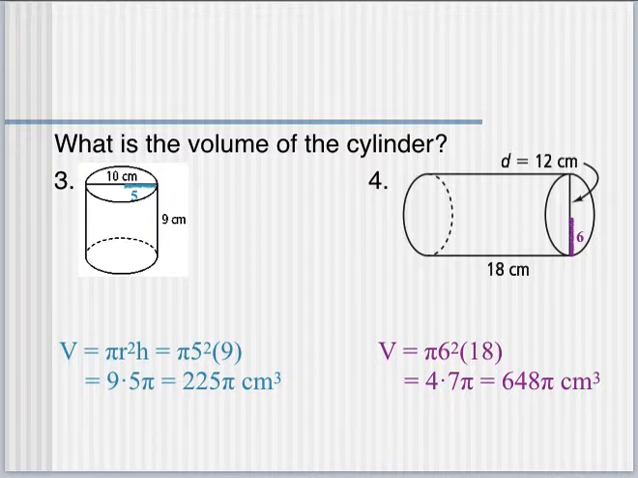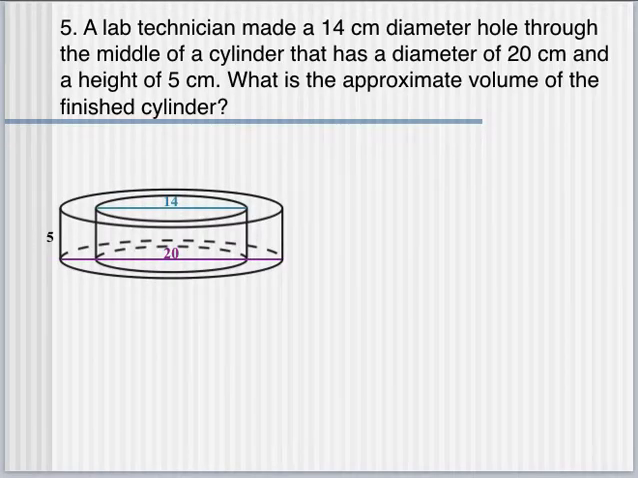All right, so number 5 is a challenge question. First off, it's a good idea to summarize the information from the word problem on your picture. So they tell us that a lab technician made a 14 diameter hole through the middle of a cylinder. So the diameter of the hole through the middle of the cylinder is labeled as 14. The whole cylinder has a diameter of 20 centimeters, so label the diameter of the complete cylinder 20. And a height of 5 centimeters. So write a 5 for the height. What is the approximate volume of the finished cylinder once the hole is cut out?